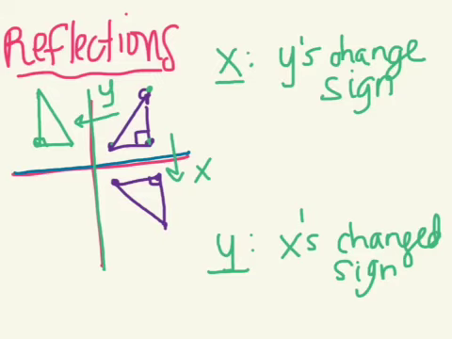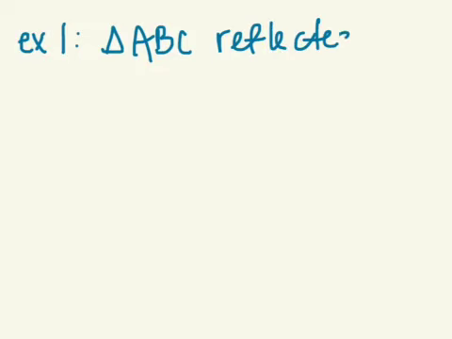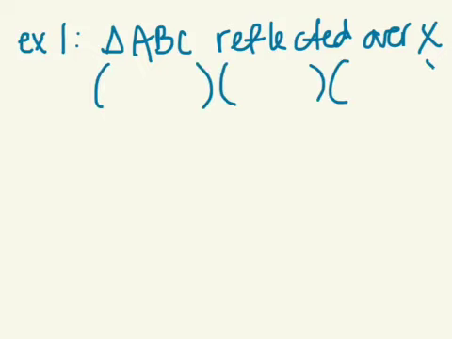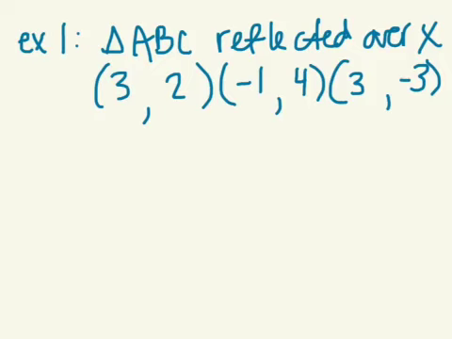So let's do 3 examples. Here's the first example. Example 1. Okay, triangle A, B, C reflected over the x-axis, and here are your coordinate pairs: (3, 2), (-1, 4), (3, -3).